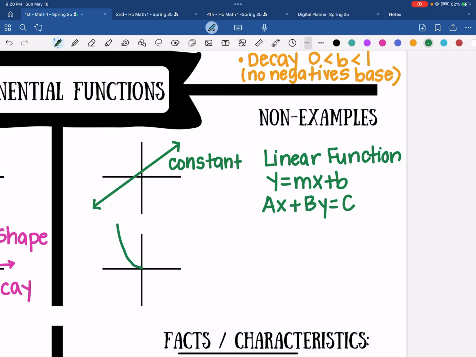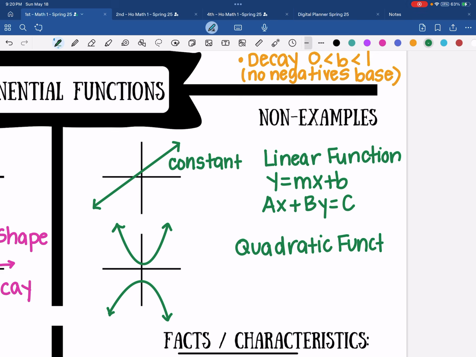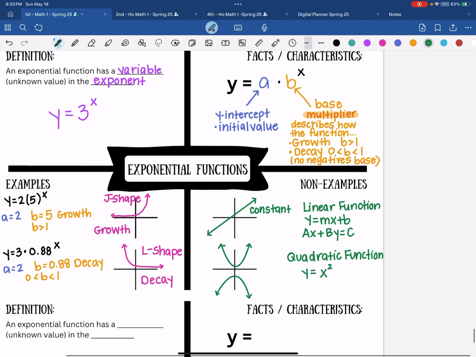Another function that we're going to get to right here at the end is a quadratic function. A quadratic function can be U-shaped or N-shaped if it's flipped upside down, depending on how it's opening. A quadratic function does have an exponent. However, the exponent and the base are different. The exponent is going to be a number, and the base is going to be the variable. So the exponent is always 2. There's a flip-flop in the way that it's formatted.